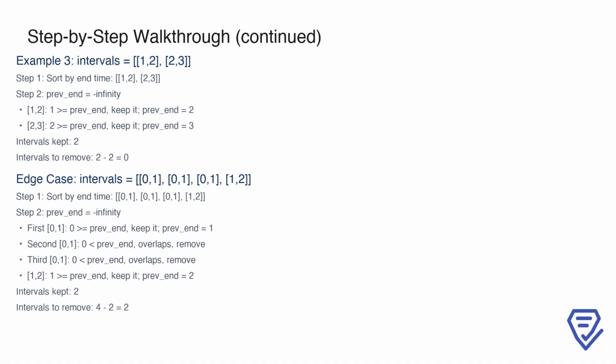Continuing with the walkthrough, in the third example, both intervals are non-overlapping, so no removal is needed. For the edge case with repeated intervals and an extra, the greedy method still works, only the first and last intervals are kept, resulting in two removals. These walkthroughs emphasize the algorithm's reliability for both typical and boundary cases.